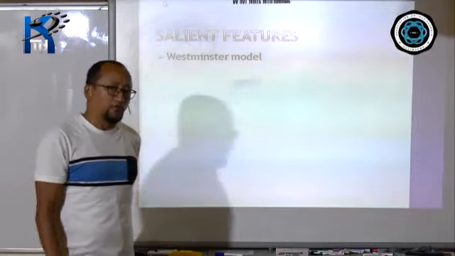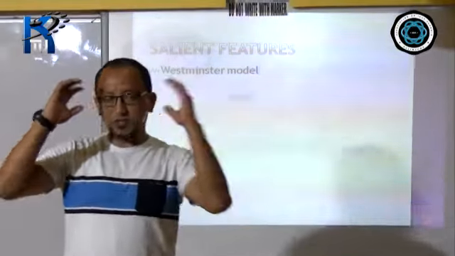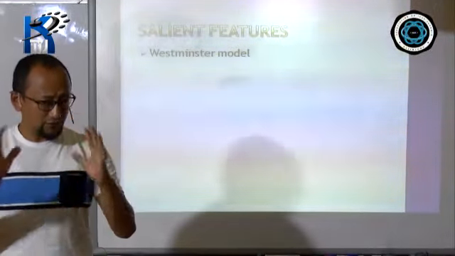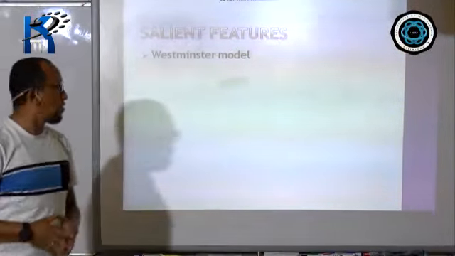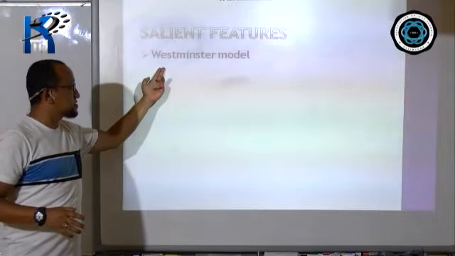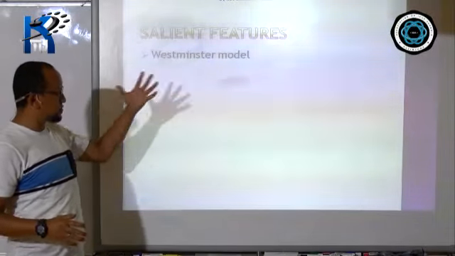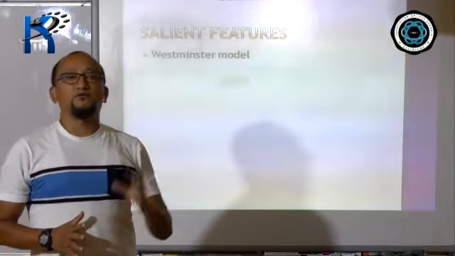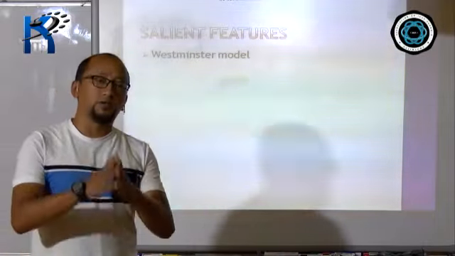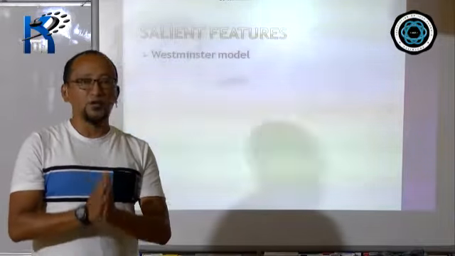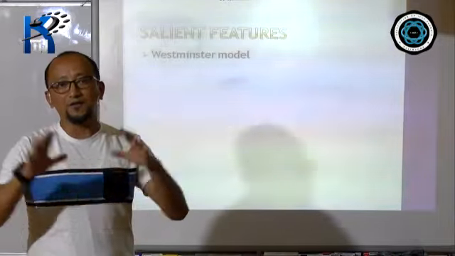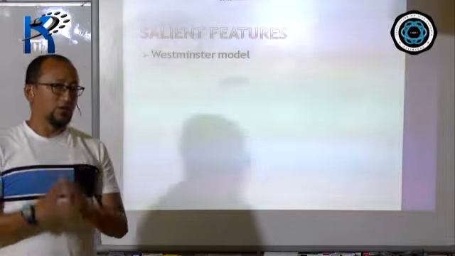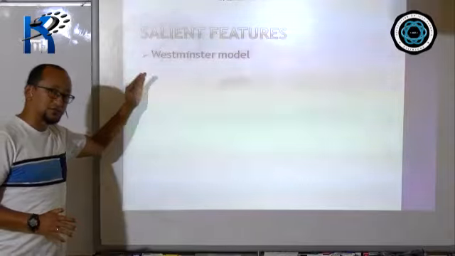If you talk about the basic or salient features of the parliamentary form of government in the United Kingdom, the first thing you see is that we also call it the Westminster model. Children, we call it Westminster because Westminster is one of the places in the United Kingdom where we have the seat of the UK Parliament. The UK Parliament rests over here in Westminster.